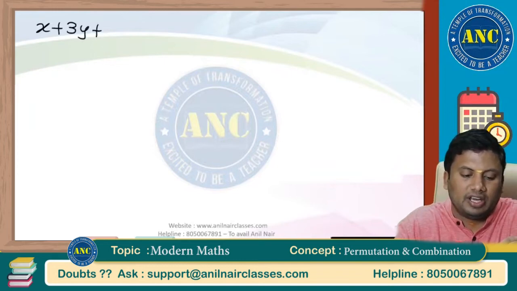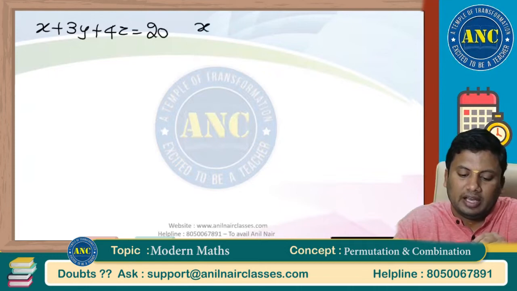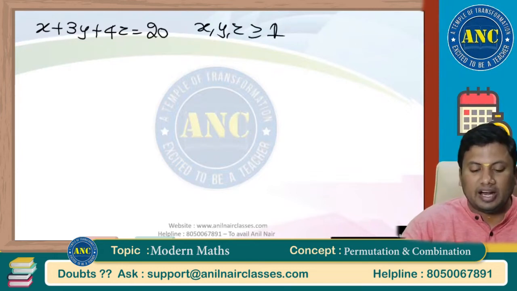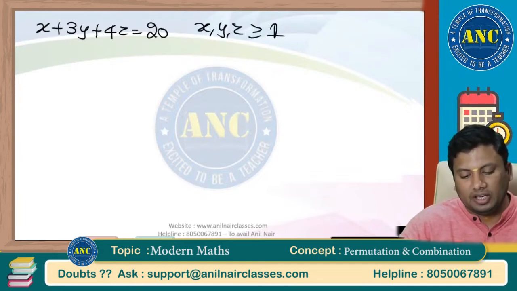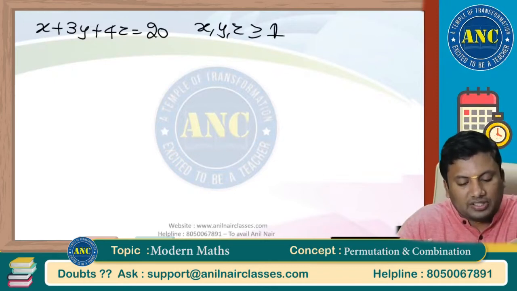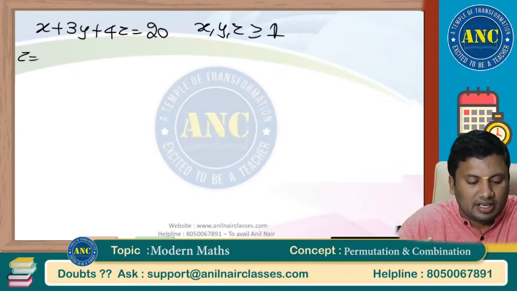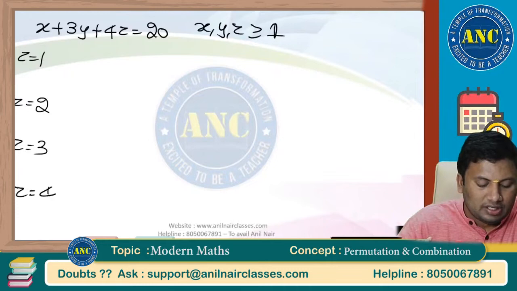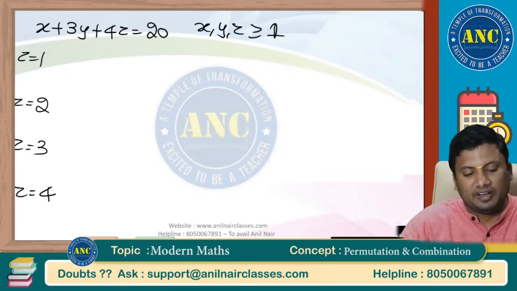x plus 3y plus 4z equals 20. In how many ways can 20 rupees be given using 1 rupee, 3 rupees and 4 rupees? Now see here, x plus 3y plus 4z. z is 1, z is 2, z is 3, z is 4. z value 5, x plus 3y will be 0.